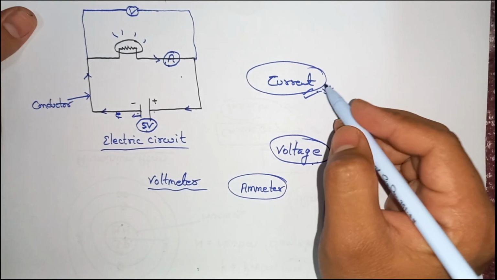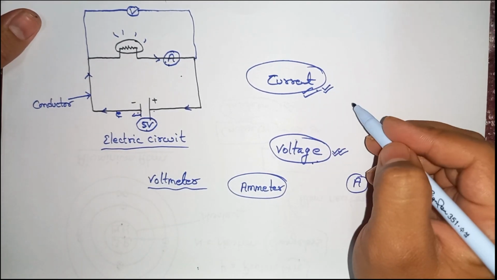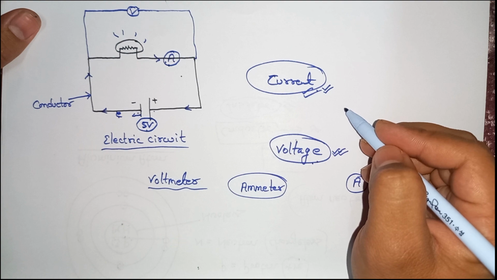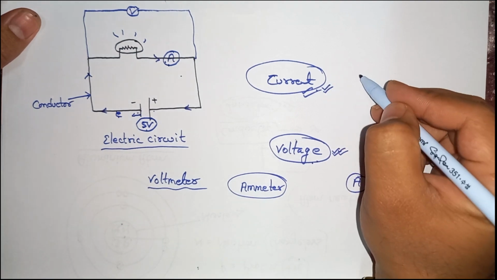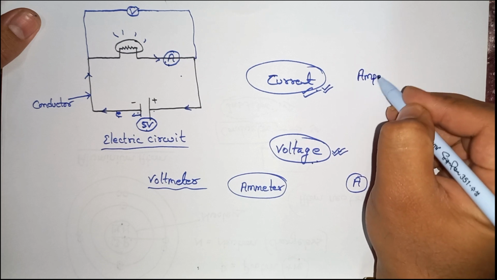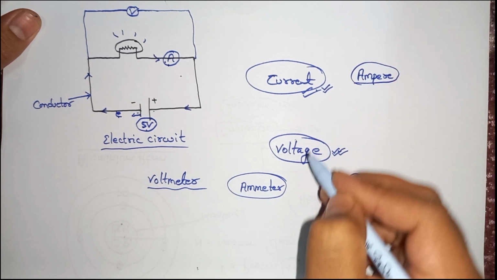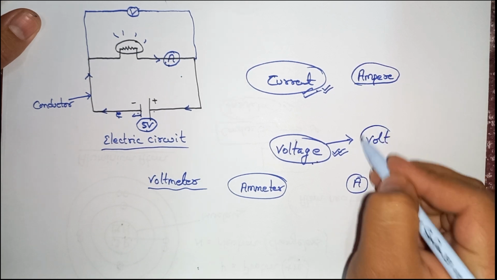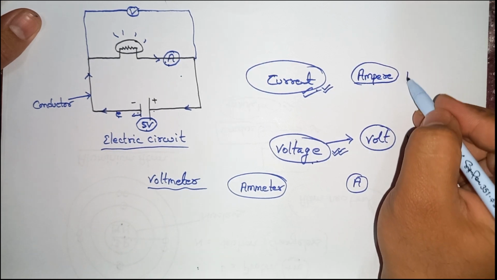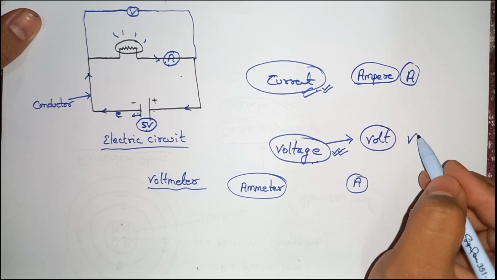So what is the SI unit of current? Suppose if you measure a mass, we call it kilogram. But if you measure a current, you call it an ampere, that is the SI unit of current. If you measure a voltage, you call it a volt. It is represented by capital V, and ampere is represented by capital A.